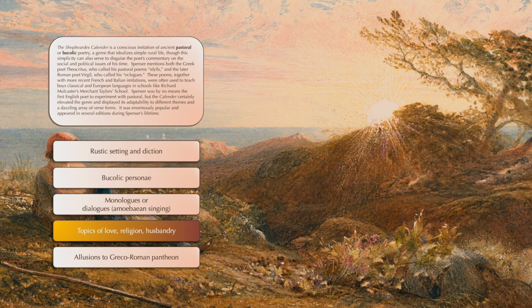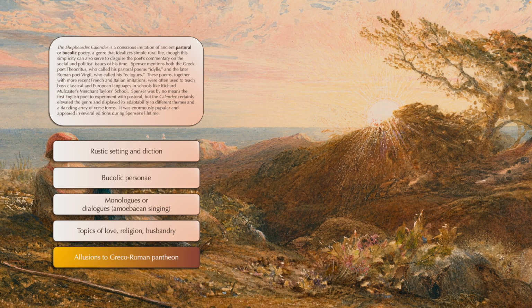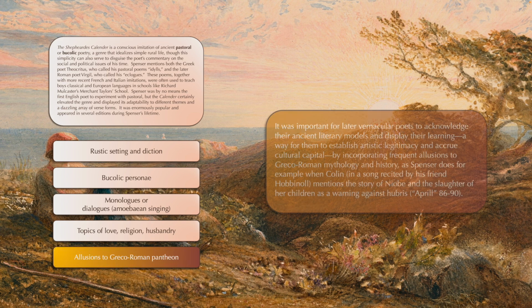And then finally, we can talk about allusions to the Greco-Roman pantheon of gods and goddesses. It was important for later vernacular poets, that is, poets writing in French, Italian, English, to acknowledge their ancient literary models and display their learning. This was a way for the poet to establish artistic legitimacy and accrue cultural capital to himself.